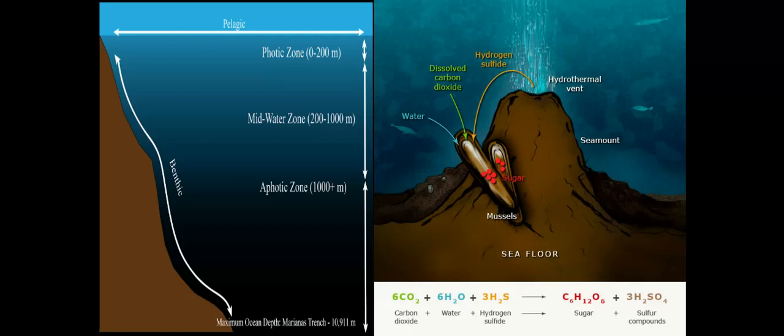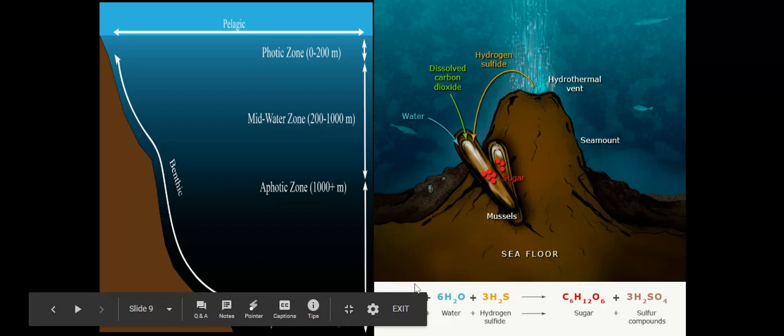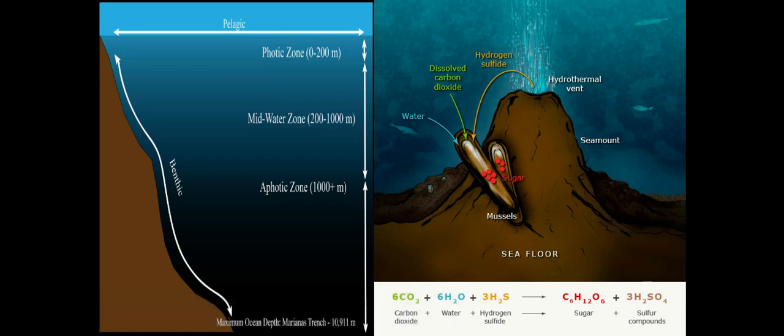And as we see in this diagram here, we're still taking in carbon dioxide, we're still taking in water, but we're also going to take in hydrogen sulfide. So instead of the energy from the sun, we're going to take hydrogen sulfide, and that's going to allow us to make our organic molecules, our sugars, and then it's also going to make a byproduct of sulfur compounds.